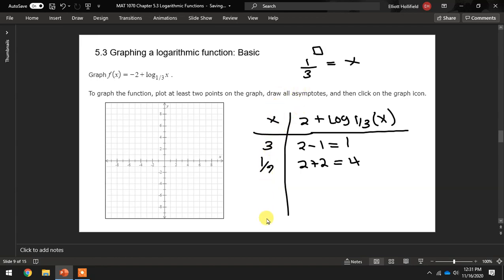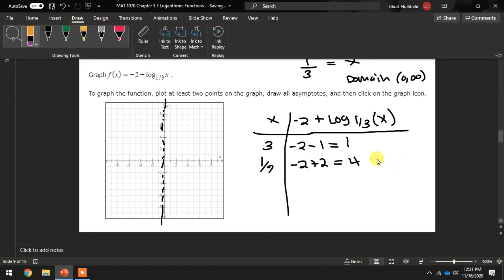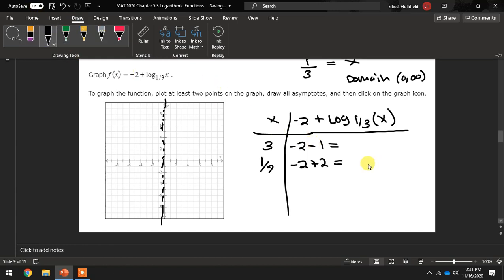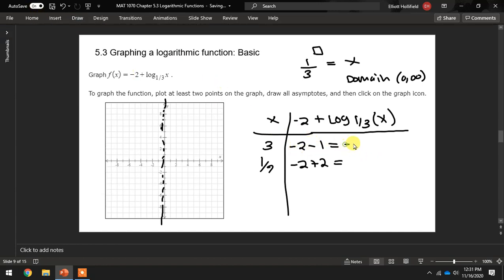Now, what are some more good choices? We have to pick numbers. Remember what the domain of these expressions is. It's from 0 to positive infinity. So we can go ahead and put our vertical asymptote here on the graph. Oh, that's a -2, isn't it? Let's correct those calculations. We have our vertical asymptote here, so we have to pick numbers which live to the right of this vertical asymptote. So here we get -2 minus 1 or -3, and here we get -2 plus 2 or 0.